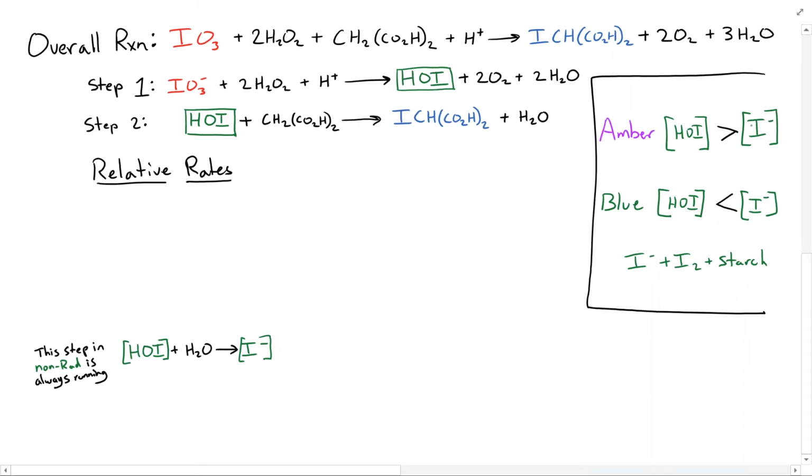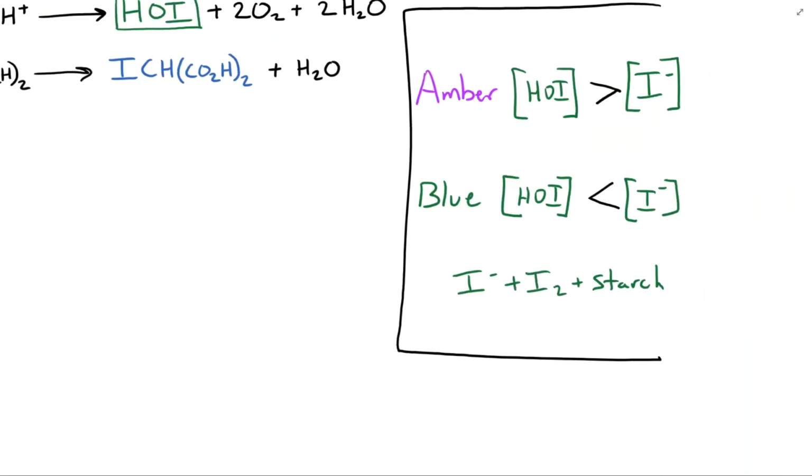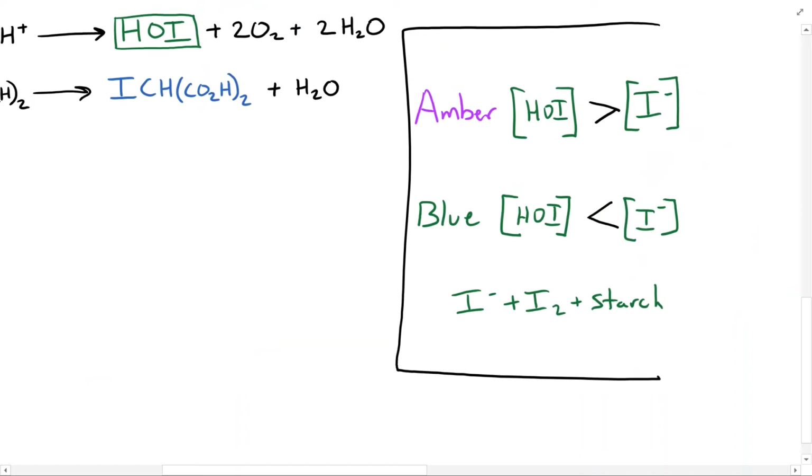Step 1 uses this IO3 to produce HOI as a product. Now, step 2 consumes that HOI and produces our final product. Now, this doesn't exactly yet explain how it oscillates. We need to get into a couple more things for that. But as a brief background, if you look over here, whenever HOI is more than I concentration, you'll get an amber solution.